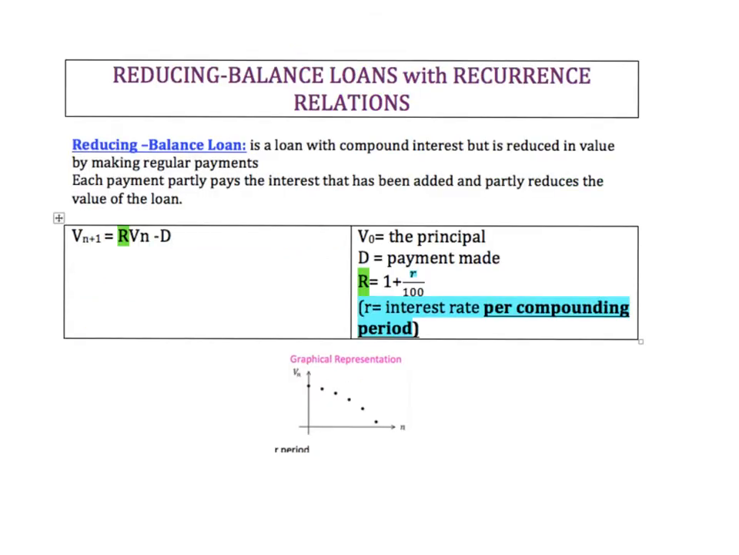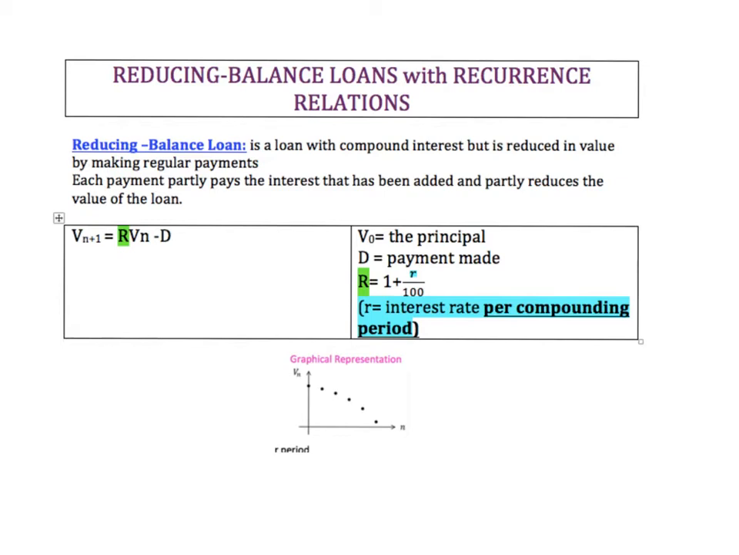Okay, so now here we're just looking at setting up proper recurrence relations with reducing balance loans. Nearly all the loans we get from the bank are generally going to be reducing balance because we want to pay them off. So a reducing balance loan is a loan with compound interest, but it is reduced in value by making regular payments. So each payment partly pays the interest that has been added and partly pays a bit of the loan off. Okay, so we saw this before.